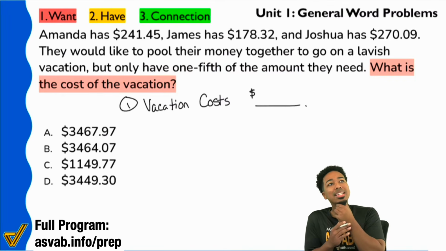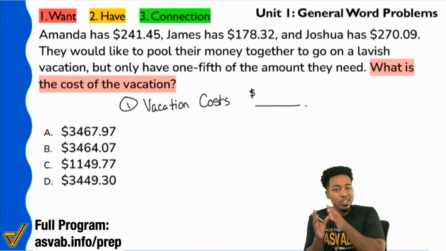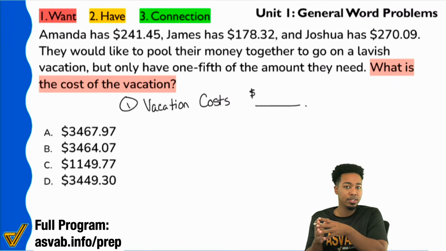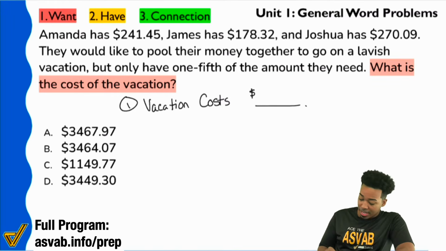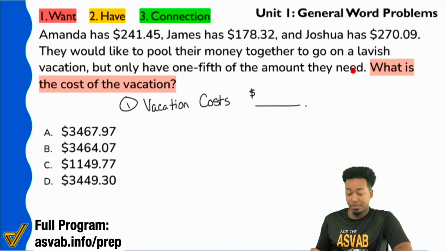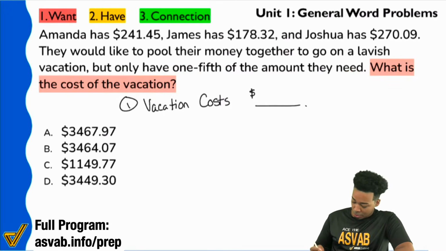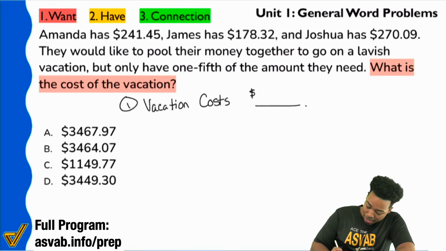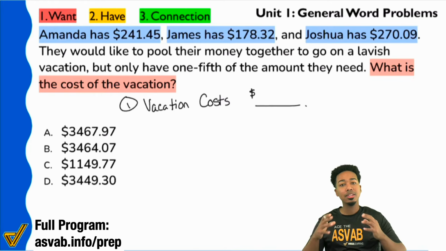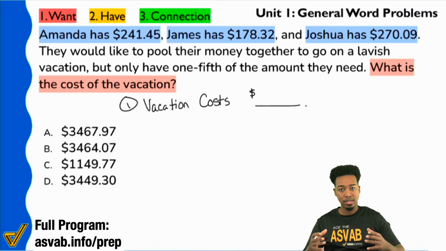So one thing I already saw here that's going to make this problem super easy is that I already found the connection. And here it is. They want to go on a vacation, but they only have 1/5 of the amount that they need. So if I take a look at Amanda's money, James's money, and Joshua's money, their money together, again, is only 1/5 of what they need.